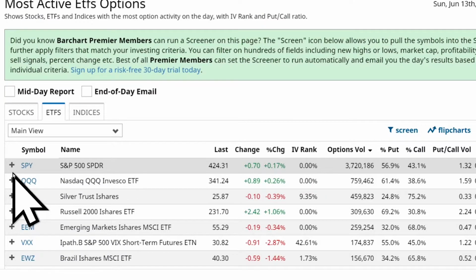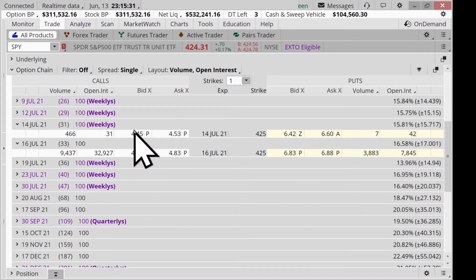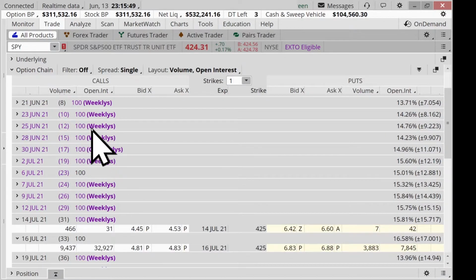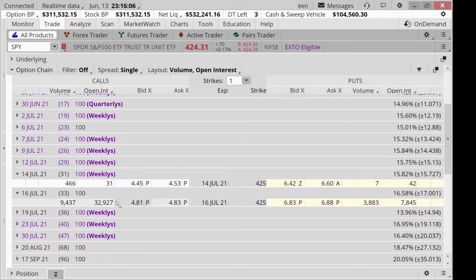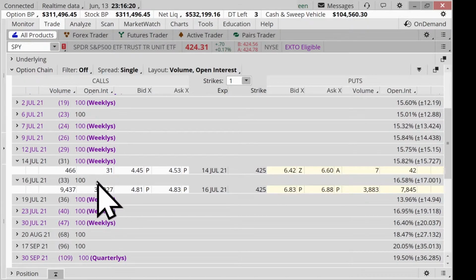Let's say we have chosen SPY to trade options, but inside SPY there are many options. How can we choose which one to trade? We can see that there are many weekly, quarterly, and monthly options. If the option does not have a text behind it, it is a monthly option. So here, this is a monthly option and this is a weekly option.